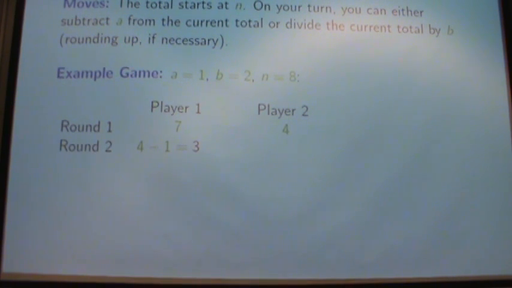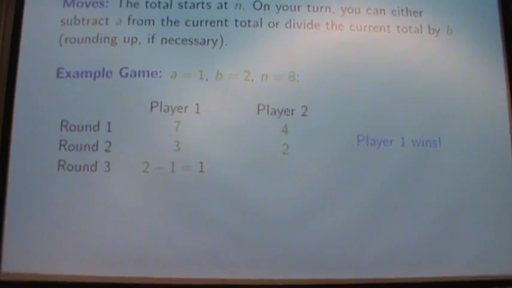Round 2, player 1 decides to subtract 1. We're at 3. Player 2 decides to subtract 1. 3 minus 1 is 2. Of course, player 2 is in trouble here, right? If player 2 had decided to divide, we would have divided 3 by 2, gotten 1 and a half, and rounded up to 2. Even though they have 2 moves, player 2 really only has 1 move at this point. And of course, once the total is at 2, player 1 subtracts 1 and wins.